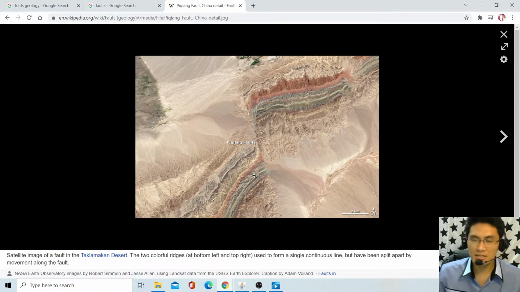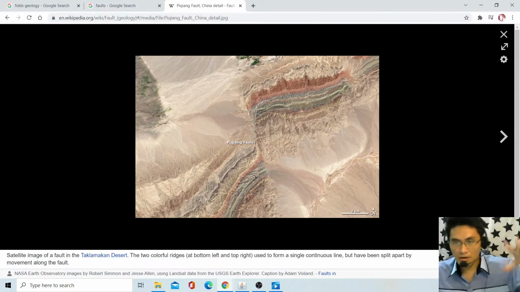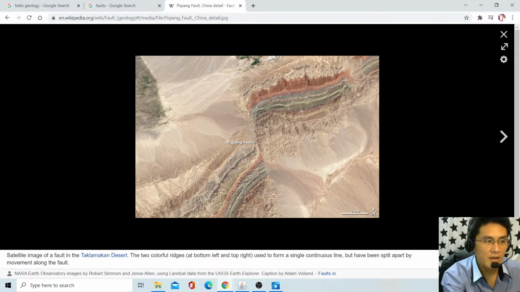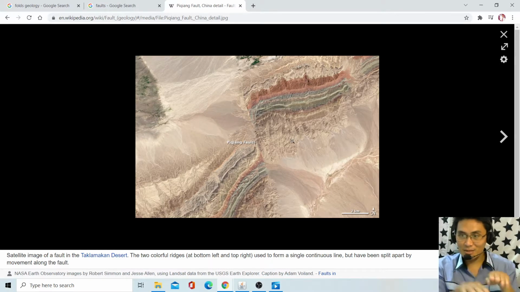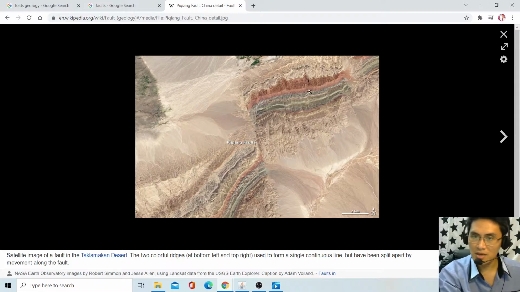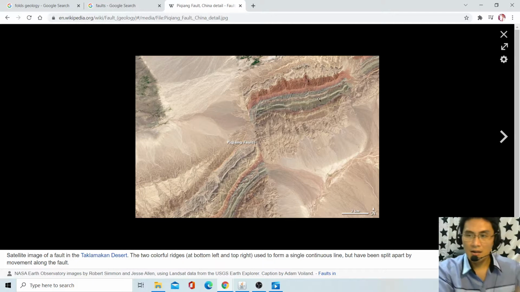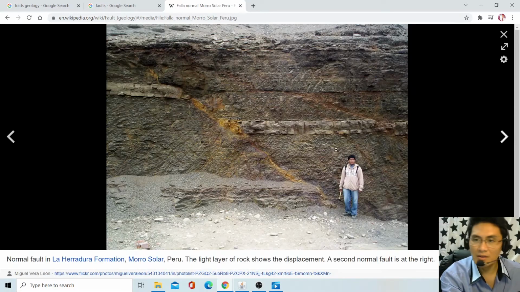You can see here, this is a satellite image from above the Earth, somewhere near China, and you can really see that you have these rock structures on the right side, and you have these rock structures on the left side. There is some displacement between the two, because these layers should have been continued. If we were to move this, they would have formed a continuous pattern, right? And as you can see, there is some displacement, so there is a movement, and that's what we call a fault.